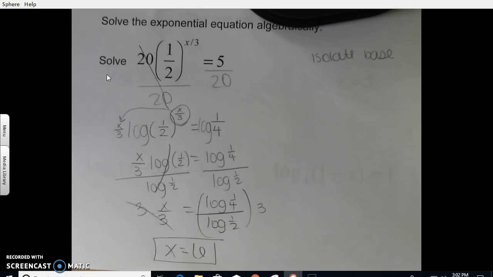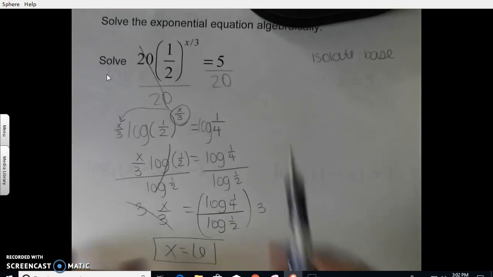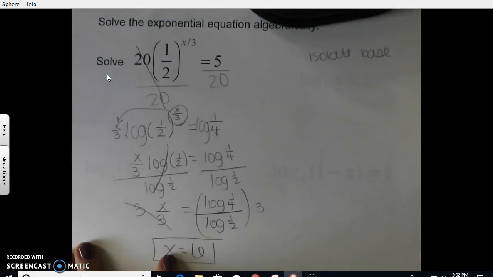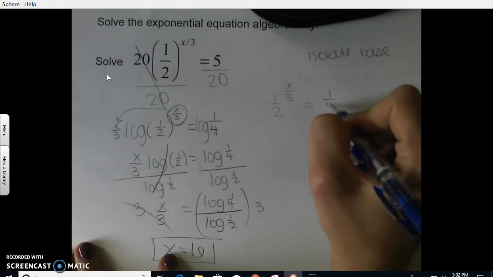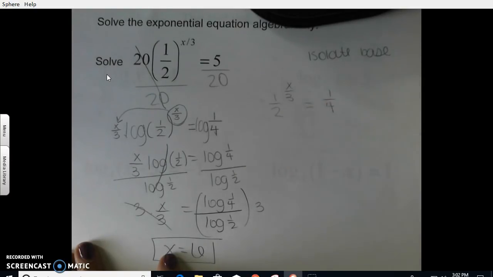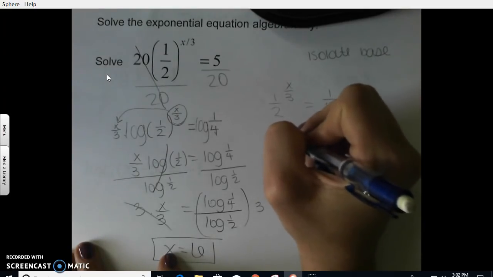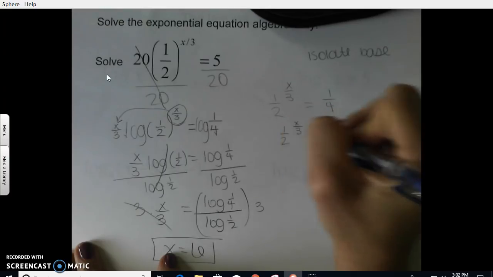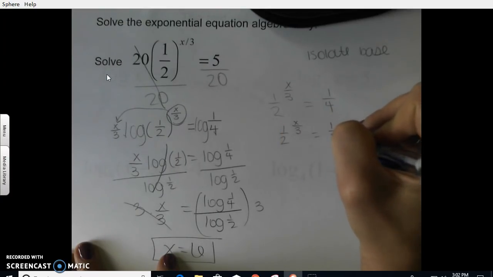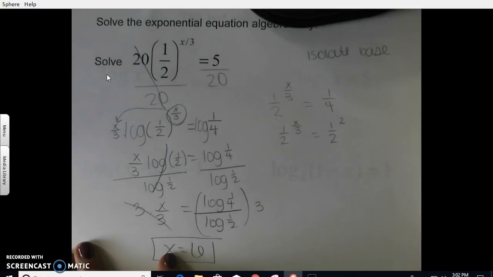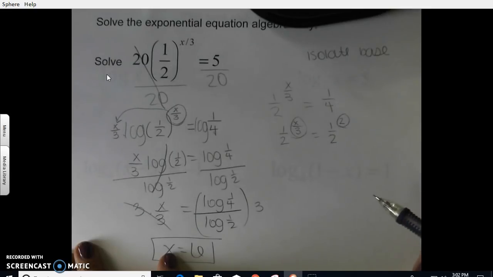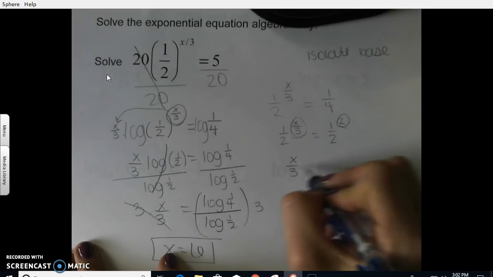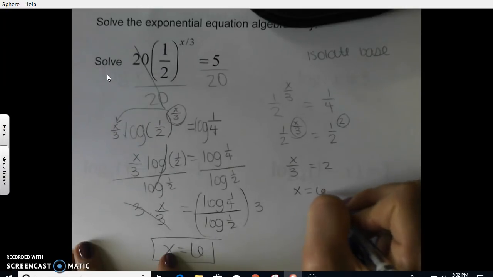So what could we have thought about? 1/2 and 1/4 before we logged both sides could be written as a common base. The common base would be 1/2, and 1/2 to the x over 3 power is equal to 1/2 to the second power. So now that we have the same base, we set our exponents equal to each other. So x over 3 is equal to 2, which means x equals 6.